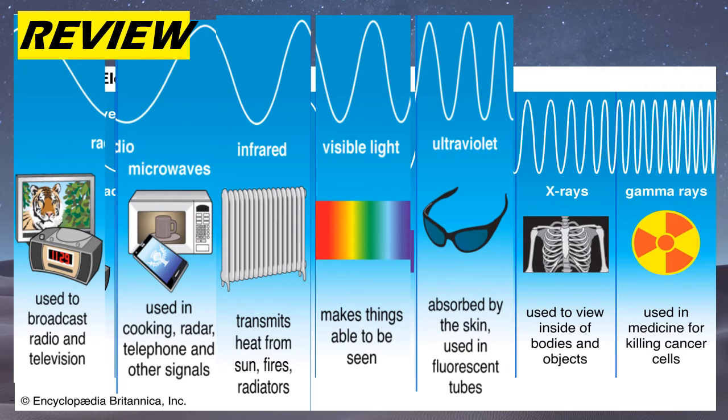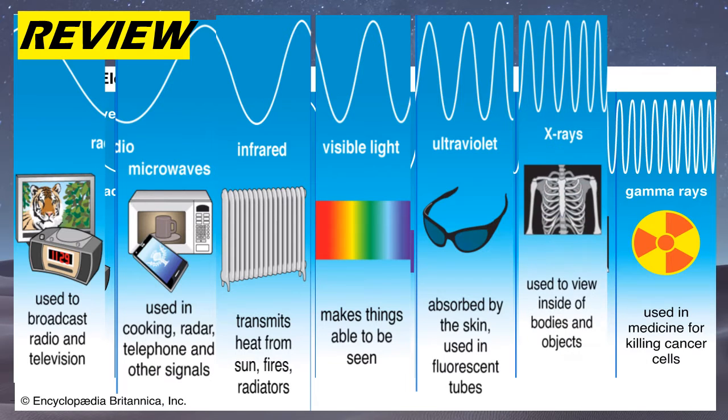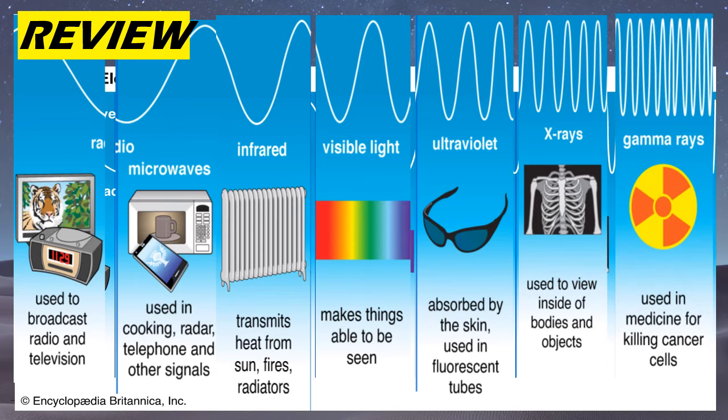Ultraviolet is absorbed by the skin and used in fluorescent tubes. X-rays are used to view the inside of bodies and objects. And gamma rays are used in medicine for killing cancer cells.